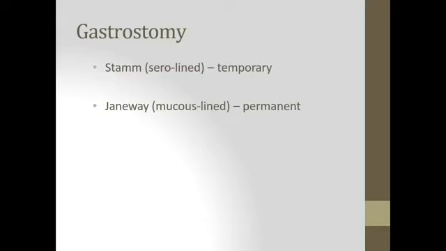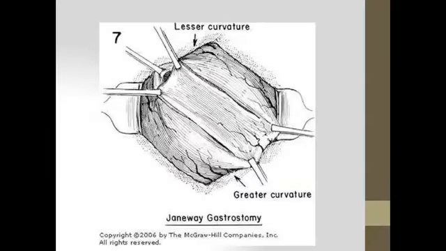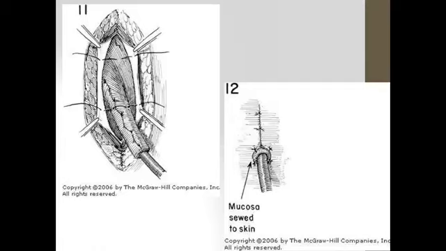Or the permanent technique is the Janeway, in which we make the stomach into a tube, in which some part of the muscle of the wall of the stomach is used and formed as a tube, which is then connected to the skin, and the tube is passed through this tubing of the stomach, which is permanent.